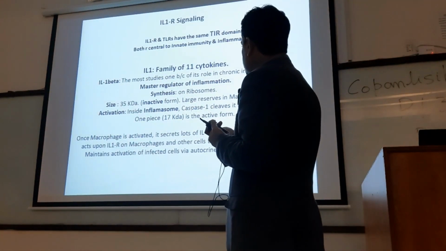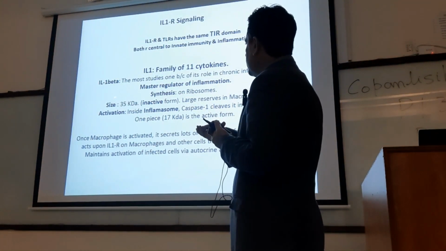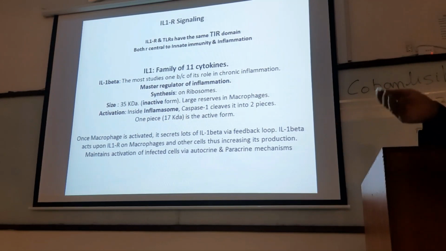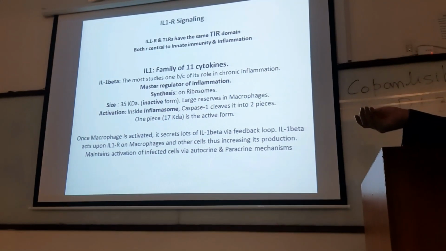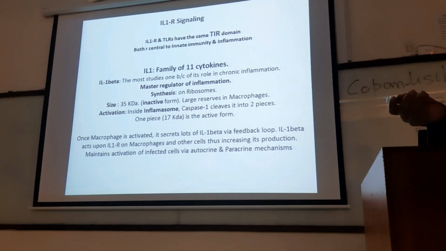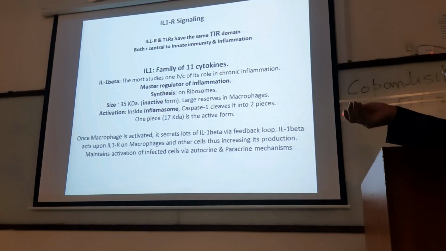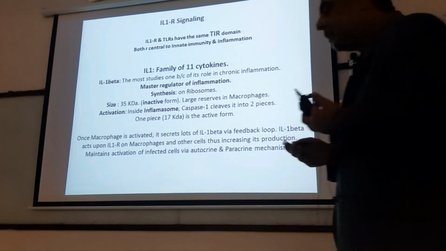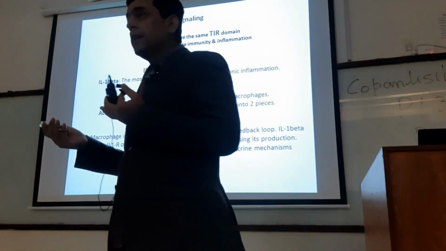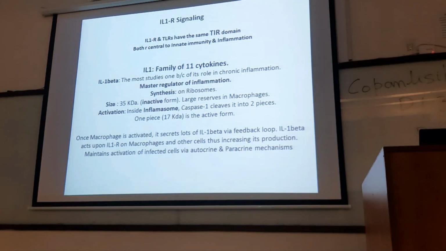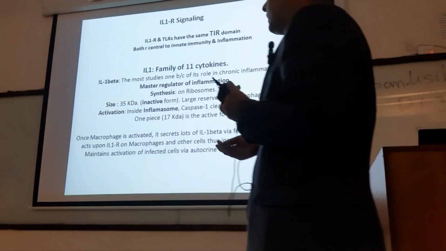And then when caspase 1 is activated, it is going to cleave this 35 kDa molecule into 2 pieces. And one piece, which is about 17 kilodalton, is the active form of interleukin-1 beta. Okay? So this active form of interleukin-1 beta is going to come out of the macrophages. There should be a mechanism for it to come out because this has been activated inside the cell, in the cytoplasm. Now how it is going to come out, that would be discussed in the next slide.